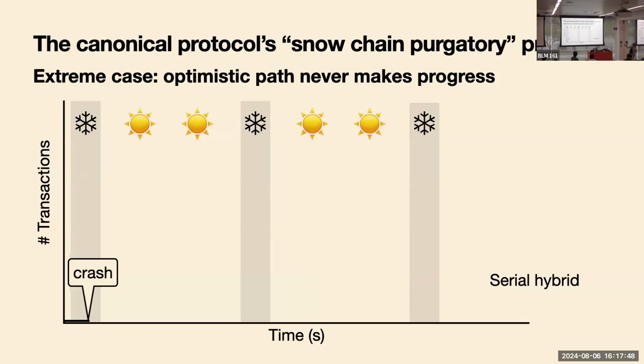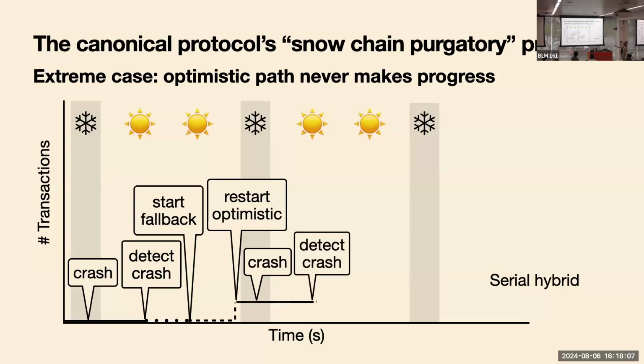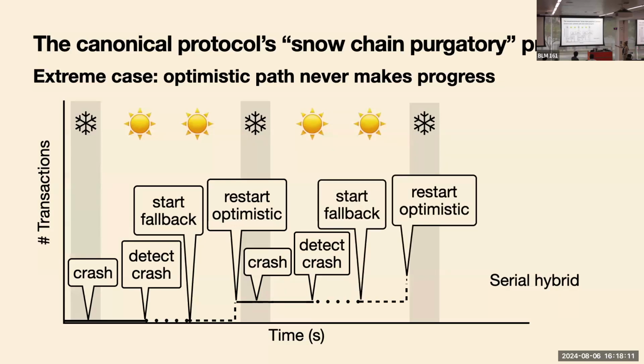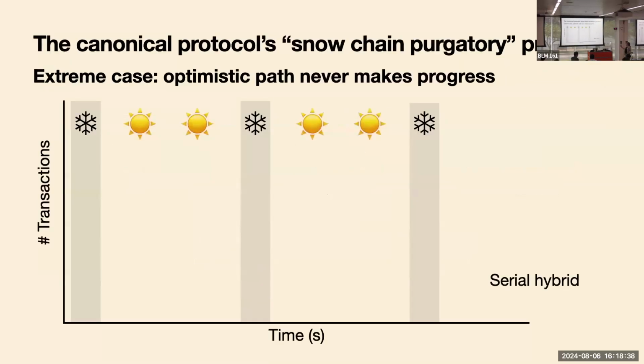Okay, so that was the good case. Here's where that protocol doesn't do so good. So if the fast path always crashes, then we're only actually making progress after we do all that dragging our car out of the ditch and then running the fast path. We would have been way better off just running the fast path, okay? So essentially, with this protocol, we end up in a situation where we have regret or buyer's remorse. We wish that we had just taken that asynchronous protocol and actually made progress instead of spending all of our time pulling our car out of a ditch, okay? So that is the weather that makes this protocol snow chain purgatory.